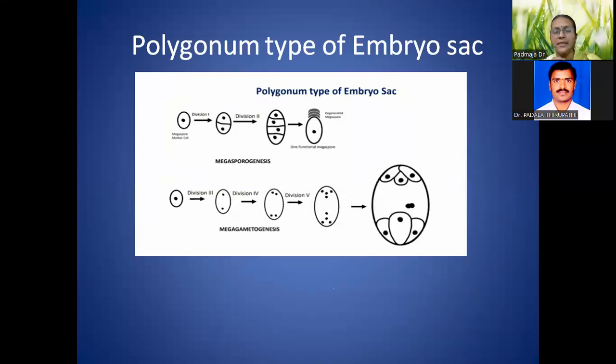And the 3 that are present in the micropylar end, they are disintegrated. That means they lose their identity, and only one that is present towards the chalazal end will enlarge in size and contains the haploid nucleus. This haploid nucleus now undergoes mitotic division thrice. One mitotic division gives rise to 2 nuclei, 2 mitotic divisions give rise to 4 nuclei, and the 3rd mitotic division gives rise to 8 nuclei.